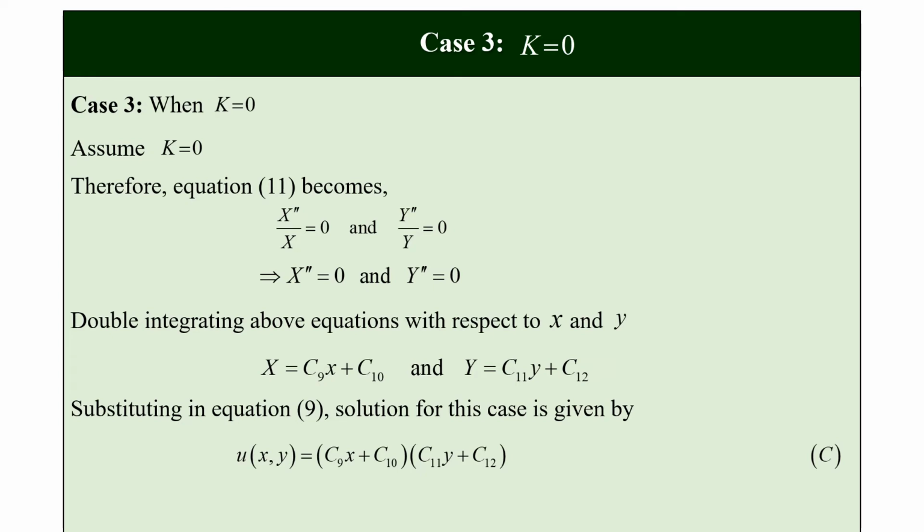The third case is when k is equal to 0. If k is equal to 0, then equation 11 implies X double dash is equal to 0 and Y double dash is equal to 0. Double integrating the above equations with respect to x and y, we have its solution in the form of this equation and the solution of the second equation in the form of this equation. Substituting these values again in equation number 9, we obtain the solution in the form of equation C.